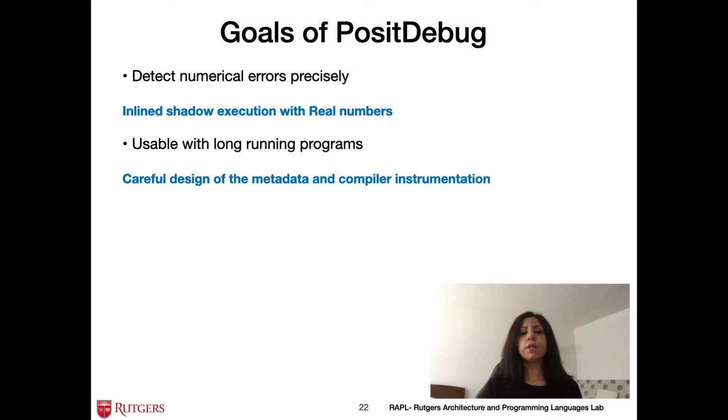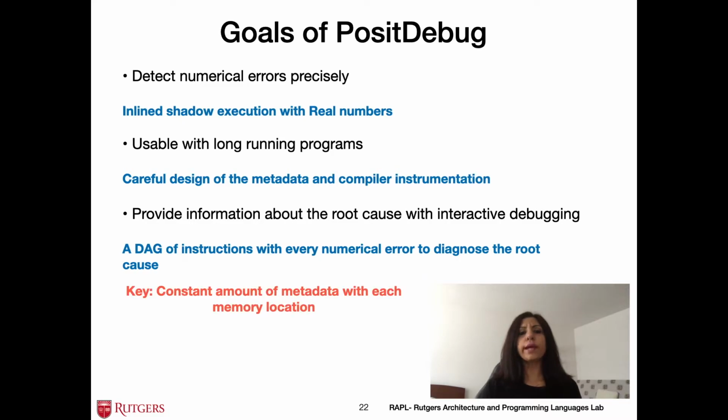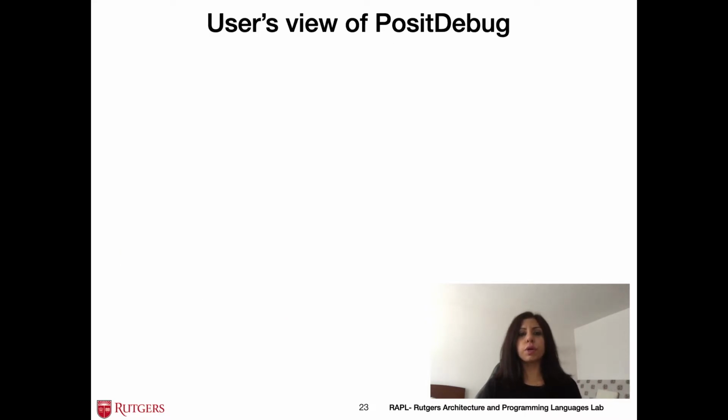We want developers to identify the root cause of numerical errors. To achieve this goal, we provide a directed acyclic graph of instructions to show the error propagation. The key contribution is how we provide the DAG while maintaining a constant amount of metadata with each memory location. Now let me show you how you can use PositDebug.